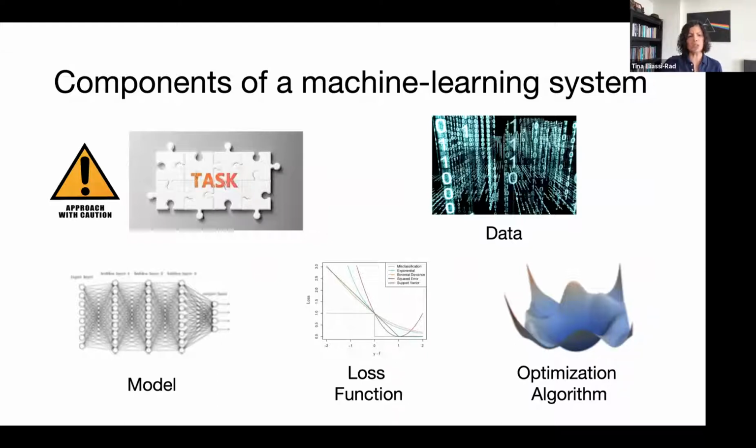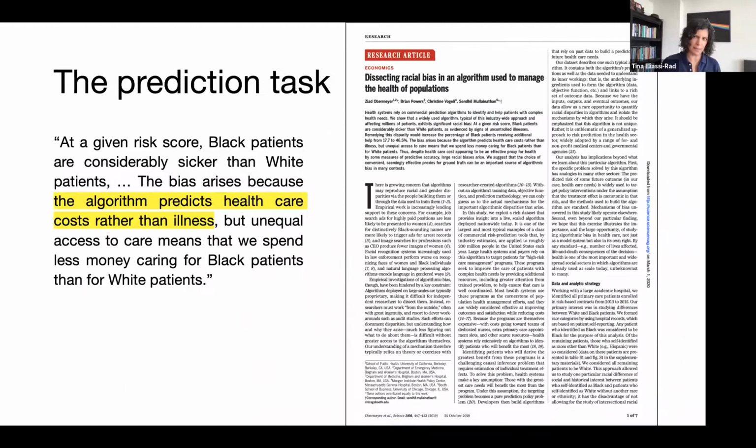And then the last part on this series of components is the task. Usually the task is defined by a company or some government agency that wants to use machine learning. We need to spend a lot of time on this task and think about the task itself. This is a paper that was published a couple of years ago on how they wanted to use machine learning to identify and help patients with complex health needs.